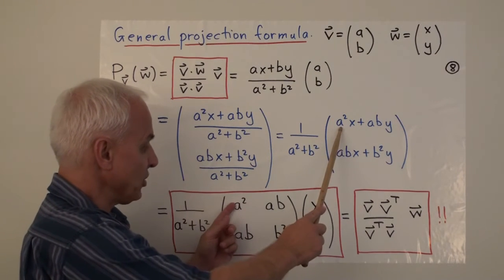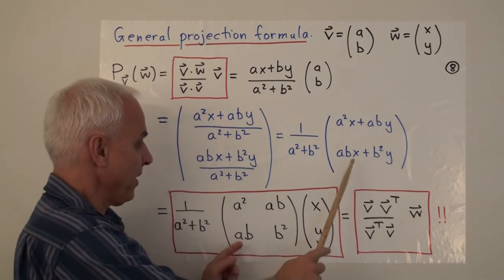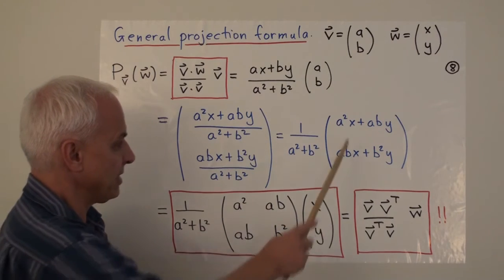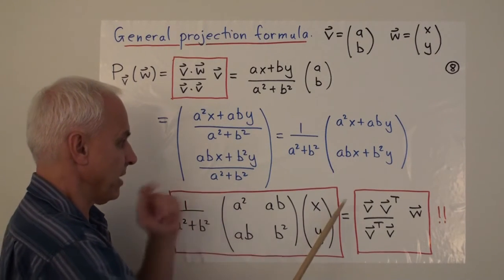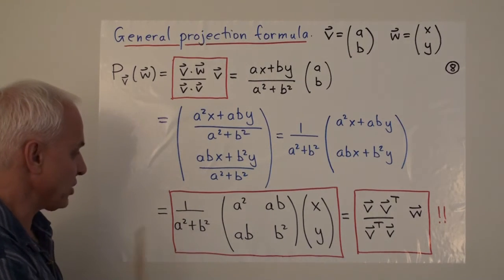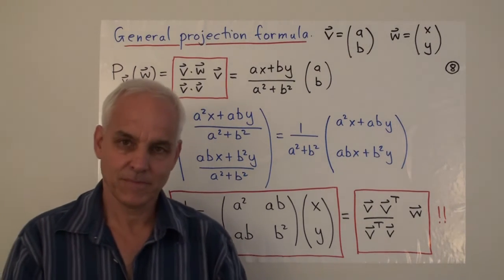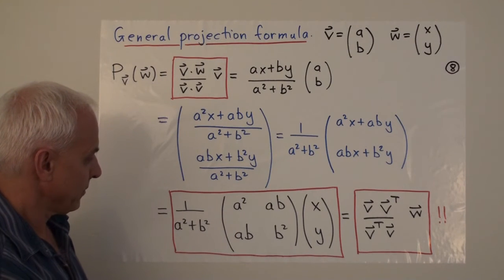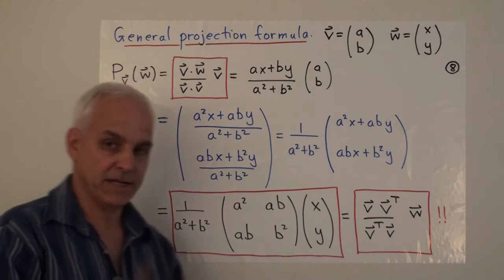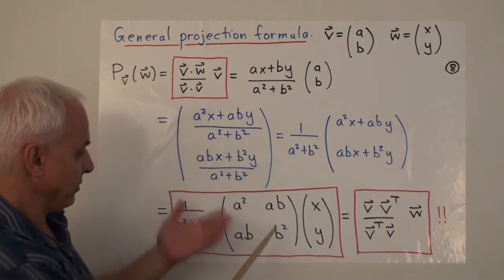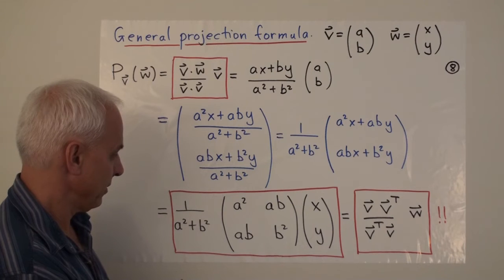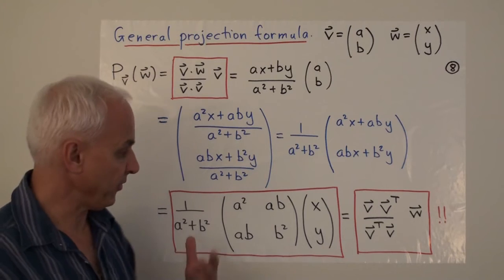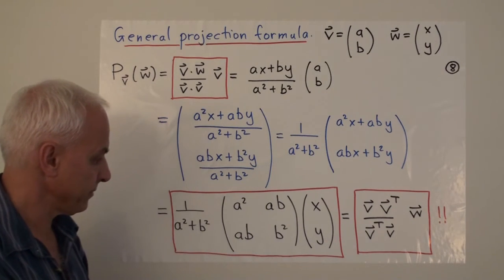And the matrix has coefficients a squared, ab, and b squared. So I remind you, this times this plus this times this gives us that entry. This times this plus this times this gives us that entry. And there's still a 1 over a squared plus b squared out front. So here's a very nice formula for the projection. If you were going to write a computer program that did a lot of projections, you might just use this formula. Given the vector a and b, this is projection onto ab. This is what it does to a general vector xy.